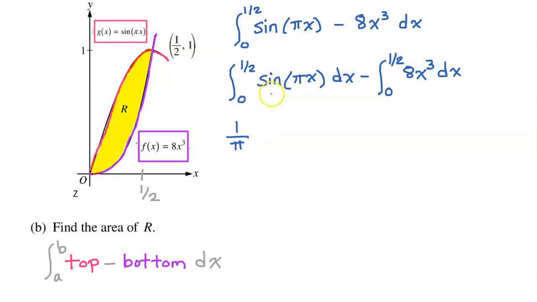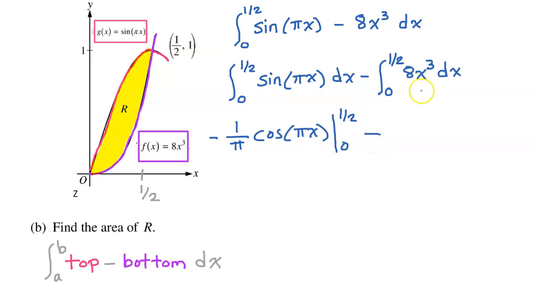So now I can just go on and find the antiderivative of sine u. The antiderivative of sine u is negative cosine u. So that's the antiderivative. Of course, this is a definite integral, so I would like to apply the limits of integration from 0 to 1/2.